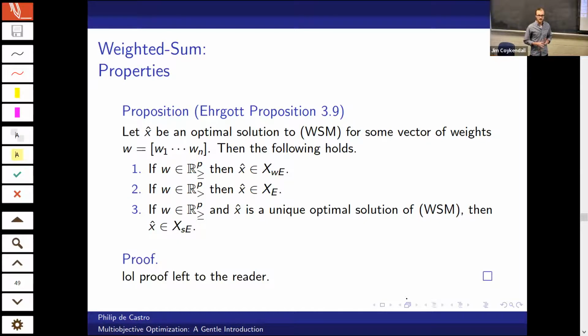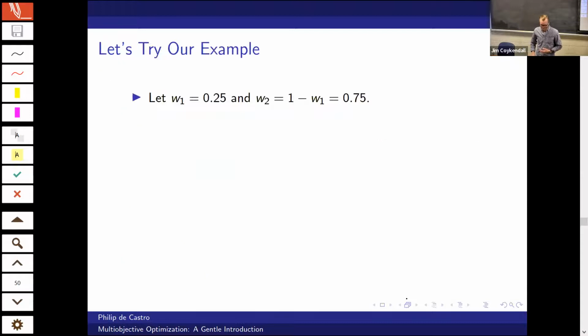So let's think about the proof. We're going to use the classic method. It's probably one of the best ways to prove things. Eric Gott's book, which I have the citation for at the end of the presentation, presents the proof of it if you actually want to see how to do it, but we're not going to do it here.